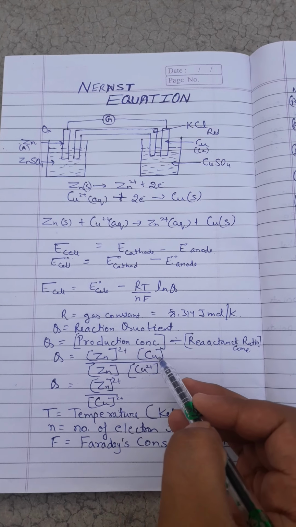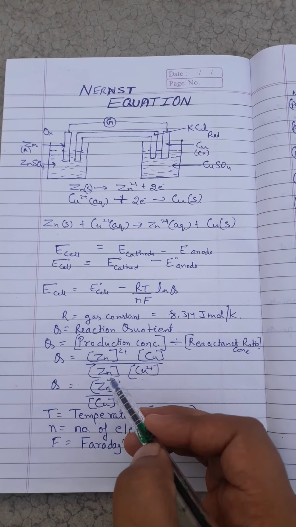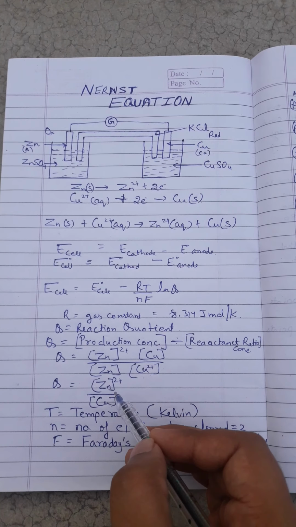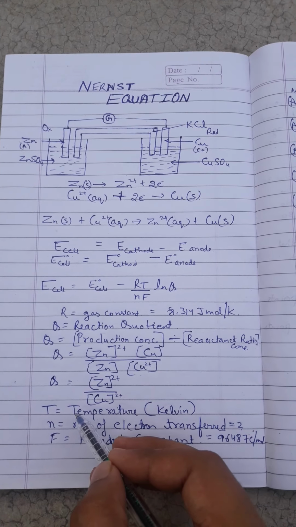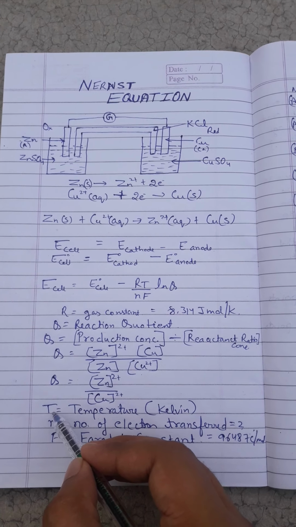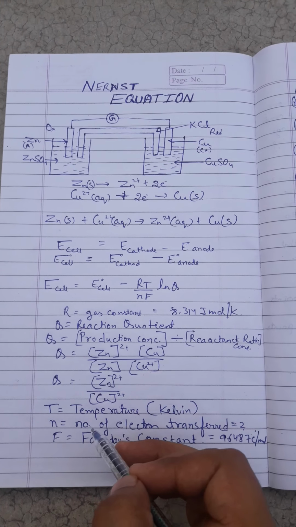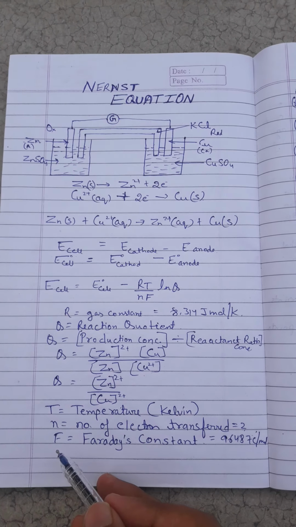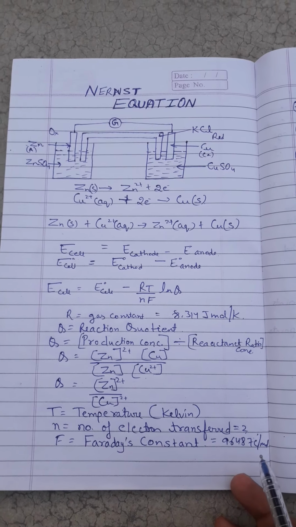You can write this like this, as the solid and this solid have a concentration equal to 1, so we get this. T is temperature, which is in Kelvin, n is the number of electrons transferred, which is 2, as you can see in the equation, and F is Faraday's constant, which is equal to this.